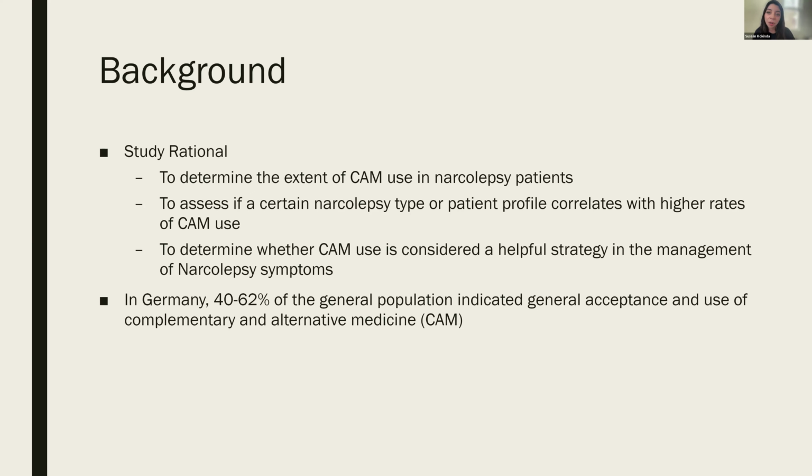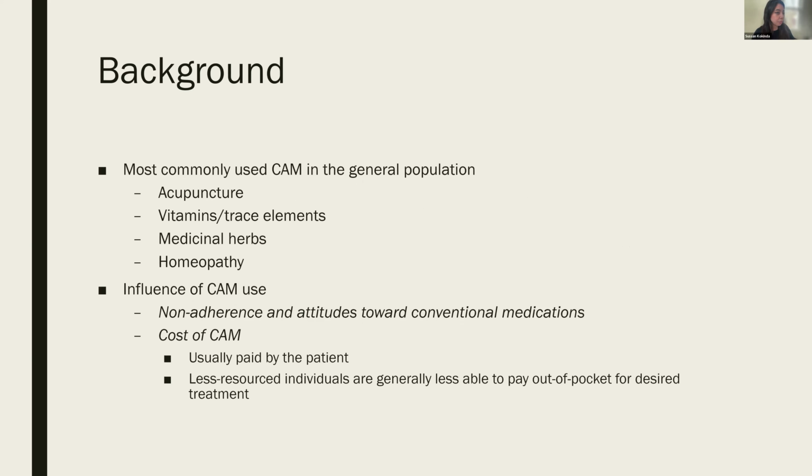The study was performed in Germany. So within the German population, they did mention that 40 to 62% of the population did accept use of CAM, which they did mention was comparable to other Western nations as well. The most common CAM in this general population in Germany was acupuncture, vitamin and trace elements, as well as medicinal herbs and homeopathy.